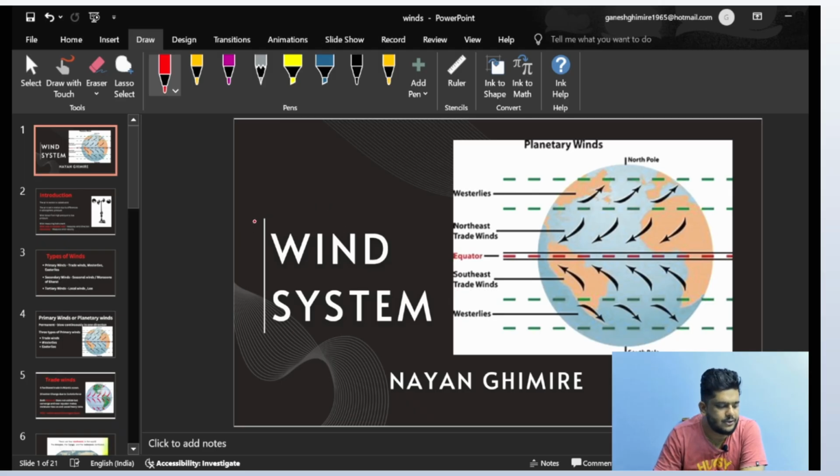So let's discuss today's class. As you all know, we'll be discussing the wind system. And there are different types of winds, as you can see here: westerly, east, northeast trade winds. We'll be discussing these one by one.